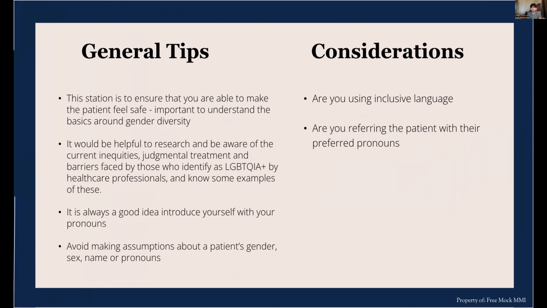So the core purpose of the station is to assess whether or not you can make patients who happen to be LGBTQ feel safe and comfortable, and you want to think through everything from that lens. You should be understanding the patient's needs and how to protect them, and also understanding the specific barriers to healthcare that they experience and the previous harmful healthcare experiences that they might have had, which would make them less comfortable and less confident and less trusting in the healthcare system.